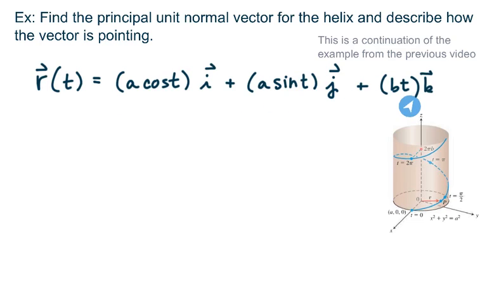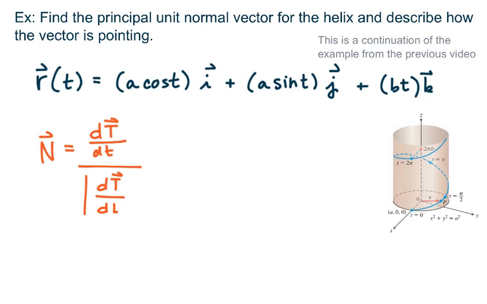So we were dealing with a helix, which was defined as the vector r equals a cosine t times i plus a sine t times j plus bt k. And if we want to find the principal unit normal vector, we need to know how N is defined. N is defined as the derivative of the unit tangent vector divided by its magnitude. And so that's how we find any unit vector, right? This is the principal unit normal vector. So any unit vector is going to be that vector divided by its magnitude.